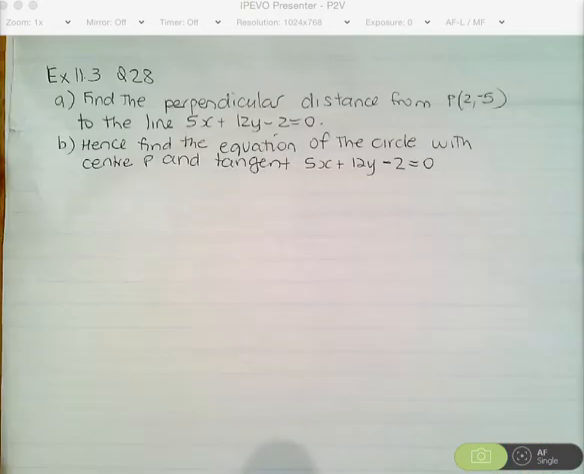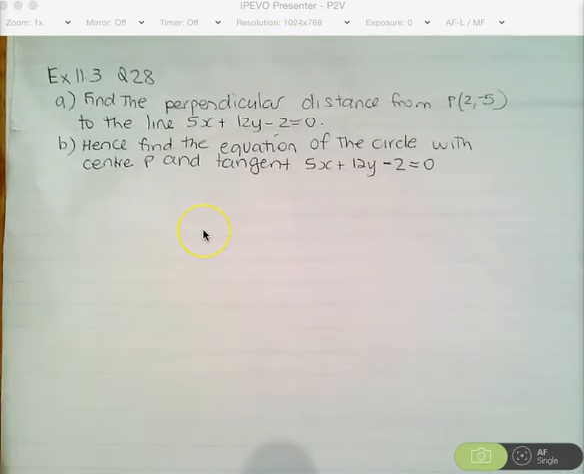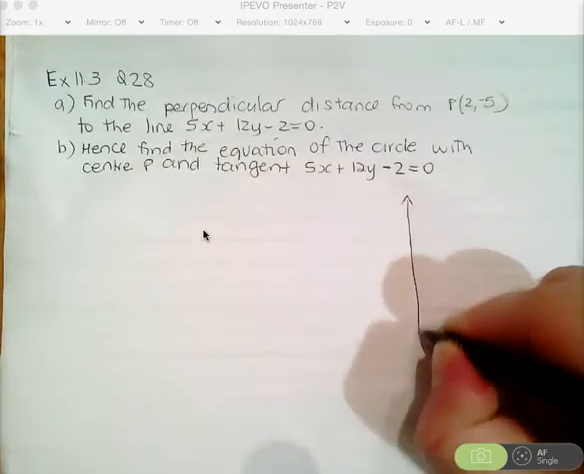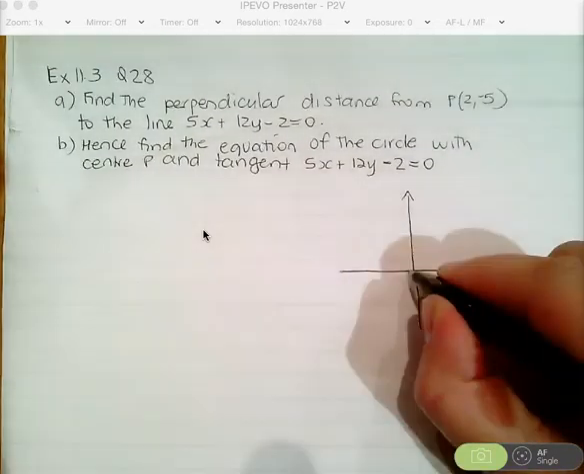Now this is exercise 11.3 question 28. The question is to find the perpendicular distance from the point P, which is (2, -5), to the line 5x plus 12y minus 2 equals 0. And then you have to find the equation of the circle with center P and tangent 5x plus 12y minus 2 equals 0. Now, if you want to get an idea of what's happening, we could do a quick sketch.